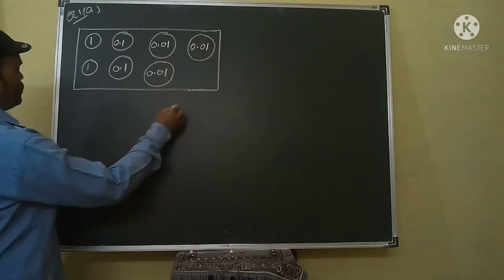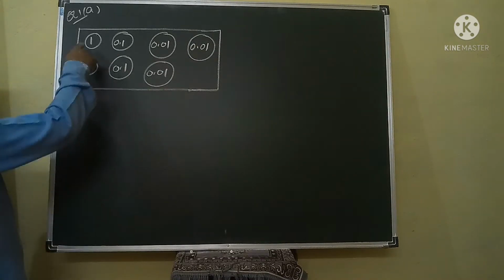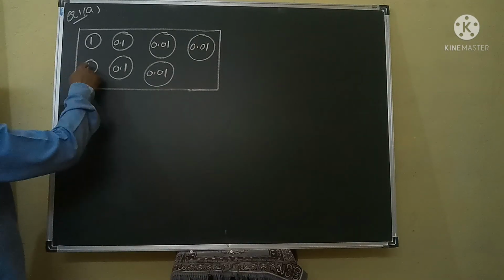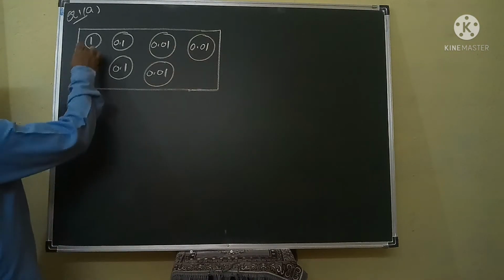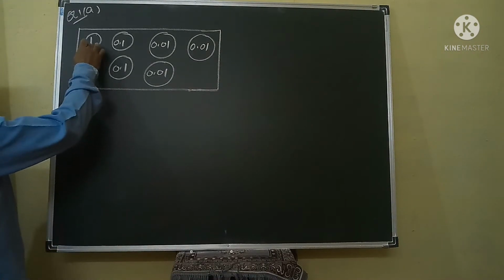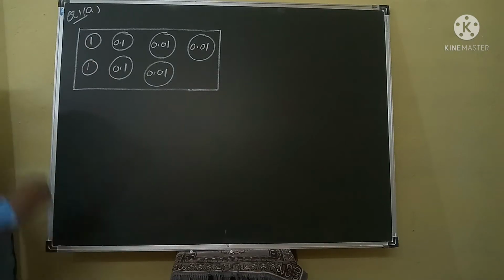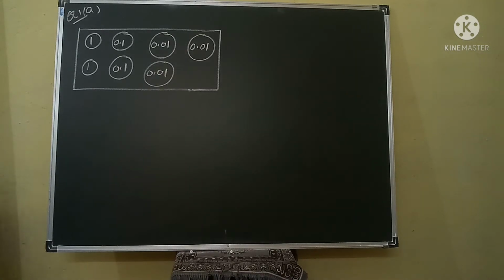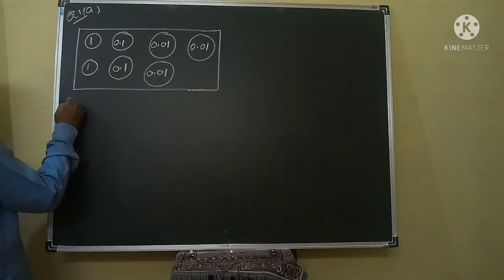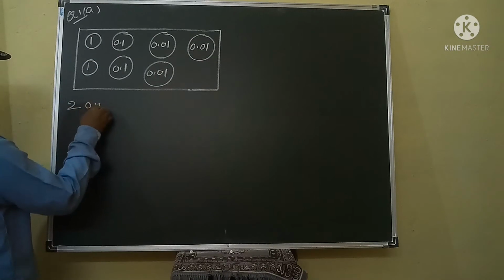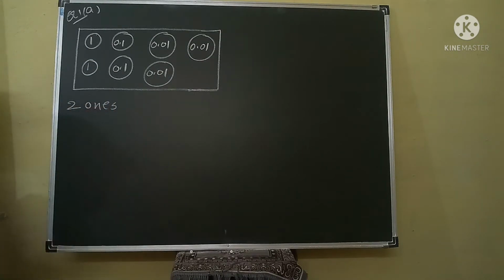So what will we do? Now look here. This is 1, this is 1. How many times is 1 there? 1 is there 2 times. That means 1 plus 1. So we can write here 2 ones.